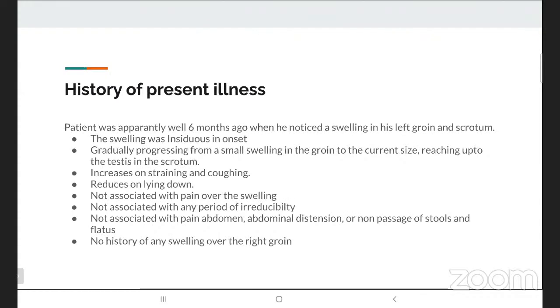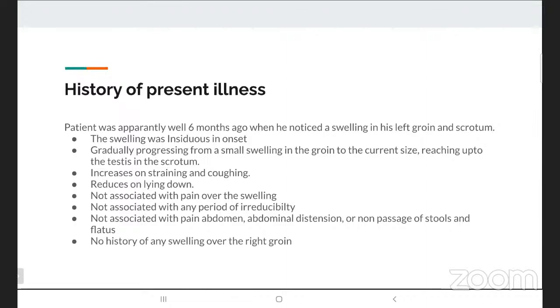My patient was apparently well 6 months ago when he noticed a swelling in his left groin and scrotum. The swelling was insidious in onset, gradually progressing from a small swelling in the groin to the current size, reaching up to the testis in the scrotum. The swelling increased on coughing and straining and reduced on lying down. It is not associated with any pain or any period of irreducibility, and there was no abdominal pain, distension, non-passage of stools and flatus, or vomiting.